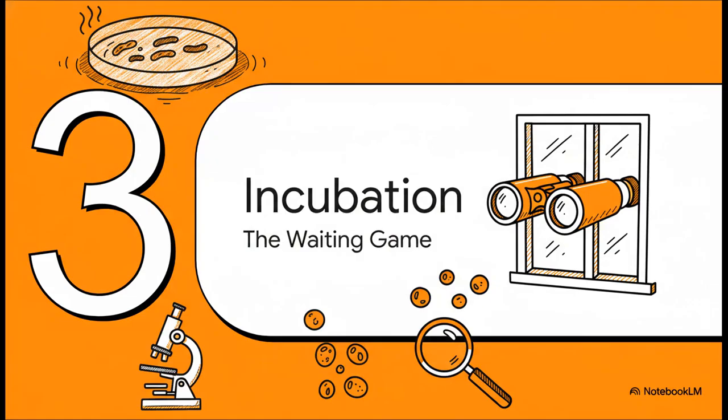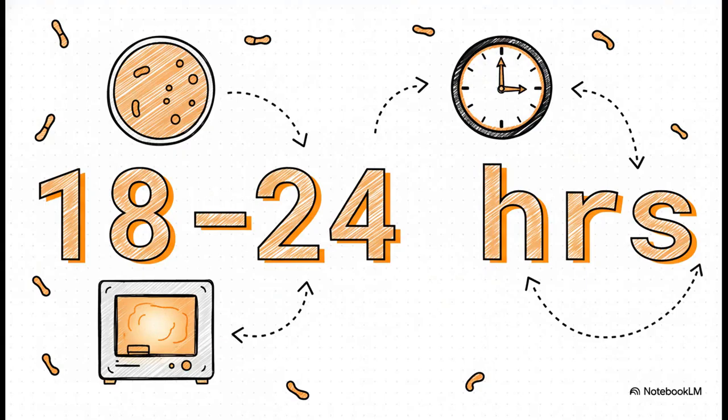Now comes the part of the investigation that's all about patience. It's the stakeout. We have to give our suspects just the right conditions and, well, time for them to reveal themselves. So how long do we wait? Well, for most of the usual suspects, this is the magic number. We stick the plates in an incubator and give them about 18 to 24 hours. That's usually all it takes for visible colonies to pop up.